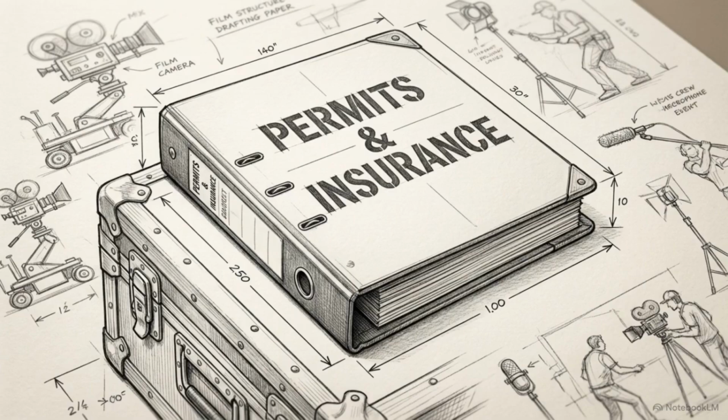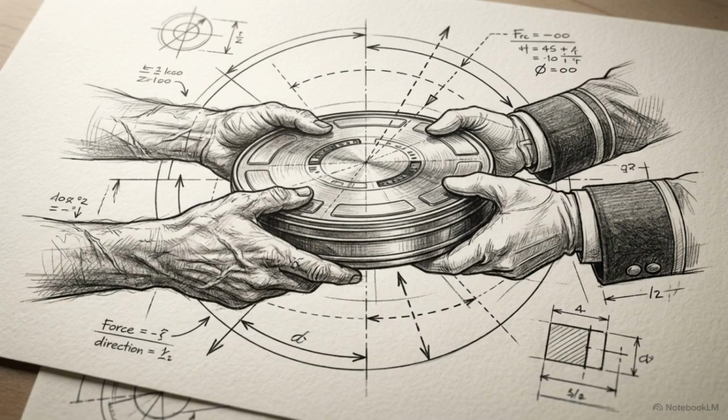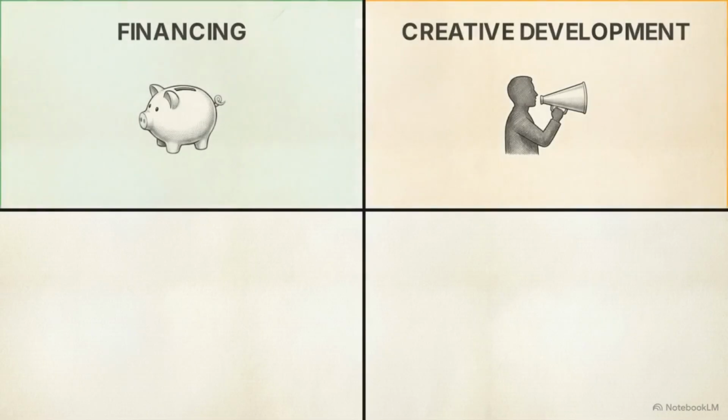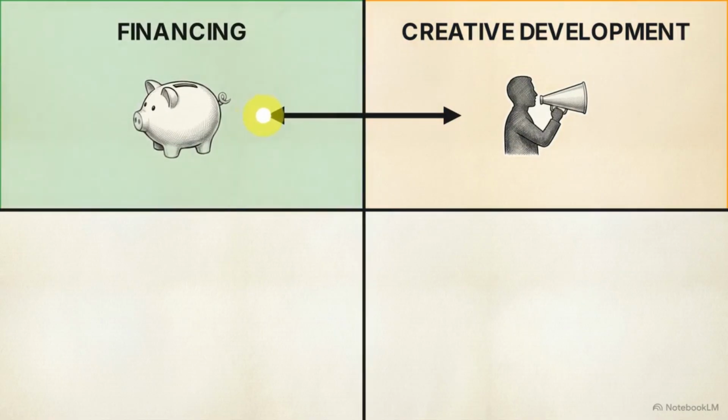Your logistics quadrant protects the film while you create it, and your distribution quadrant ensures it actually survives to reach viewers once it is finished. Now we initiate the reality check. This abstract scale represents the tension you must resolve. You have to directly cross-reference your creative goals in Quadrant 2 against your financing reality in Quadrant 1.